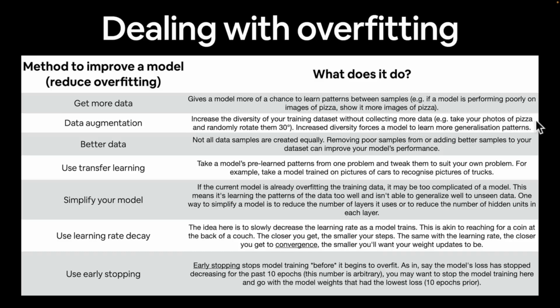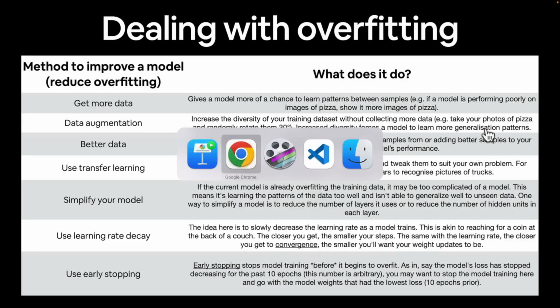So we could take our photos of pizza, sushi, and steak and randomly rotate them 30 degrees. And increased diversity forces a model to learn, or hopefully learn, again, all of these come with a caveat of not always being the silver bullet, more generalizable patterns. Now, I should have spelled generalizable here rather than generalization, but similar thing.